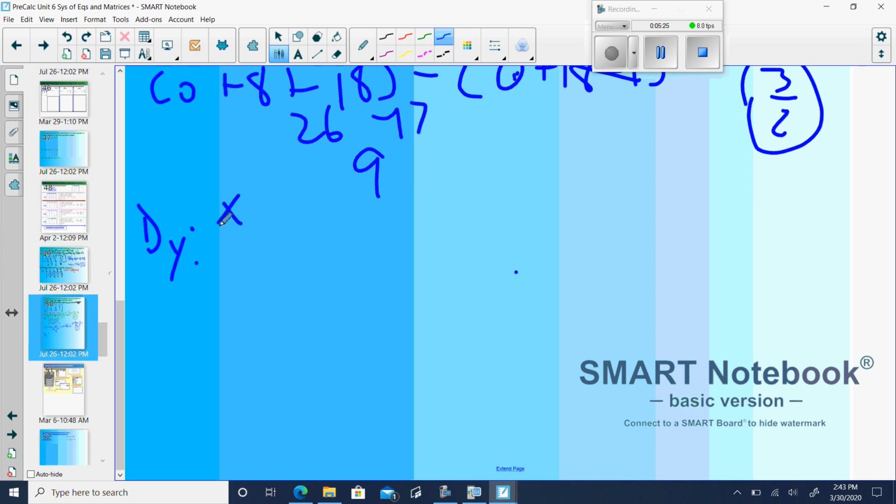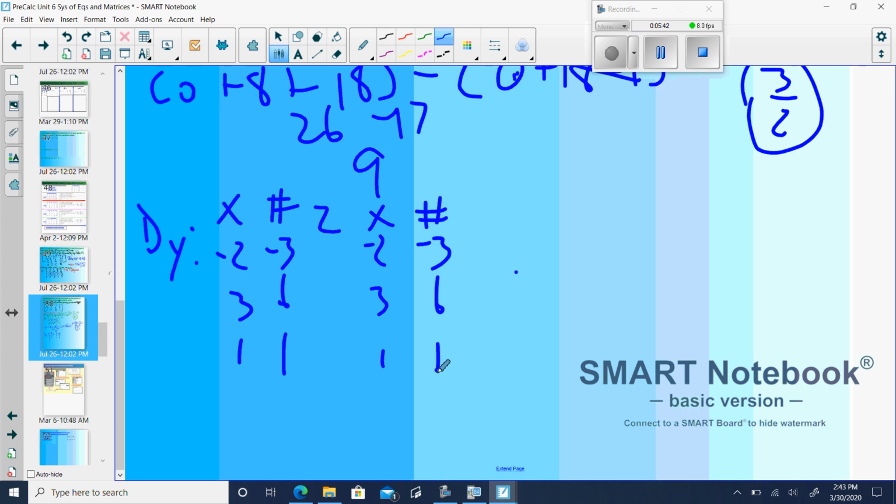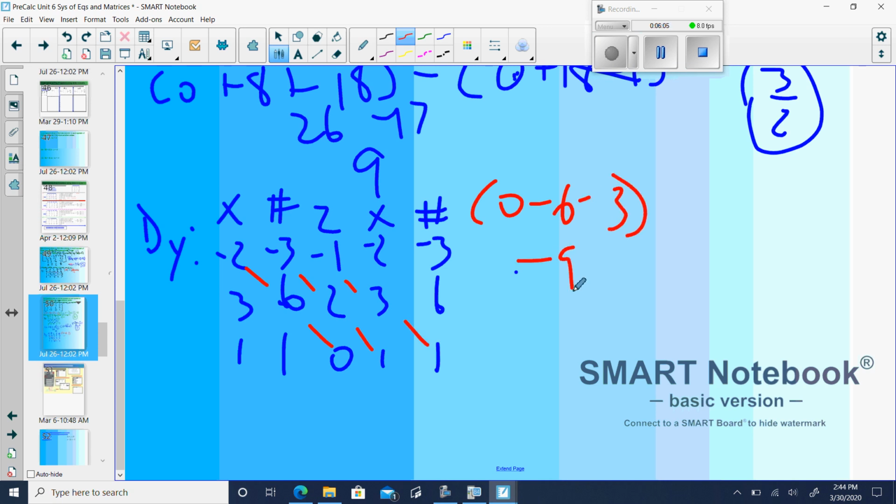All right, but what about dy? X, number, z. So our x is here, negative 2, 3, 1. Then our number, negative 3, 6, 1. Negative 2, 3, 1, negative 3, 6, 1. And then our z was negative 1, 2, 0. So we're going to go across from left to right. So we have 0. 3 times 2 times 1 is 6. Negative times positive is negative. 3 times 1 times 1 is 3. Negative times positive is negative, so we have negative 9.